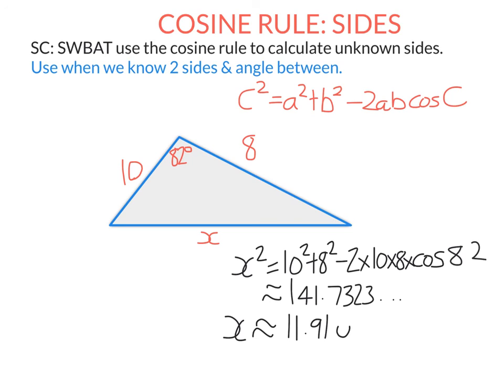And that's all there is to know about using the cosine rule to find sides. We're just using a formula like we did.